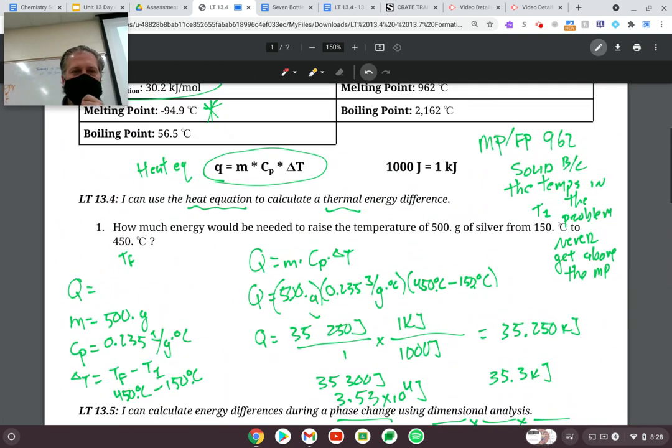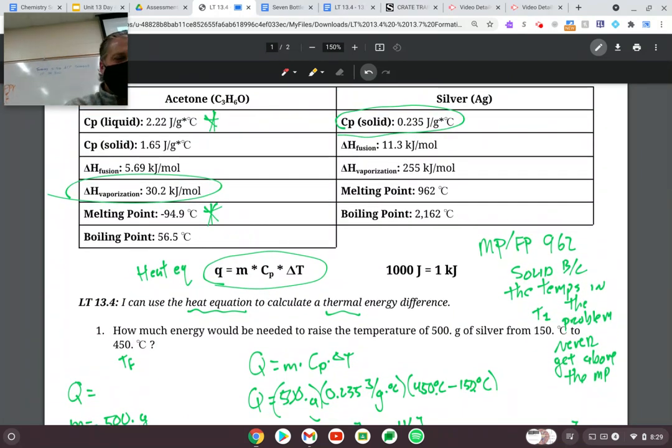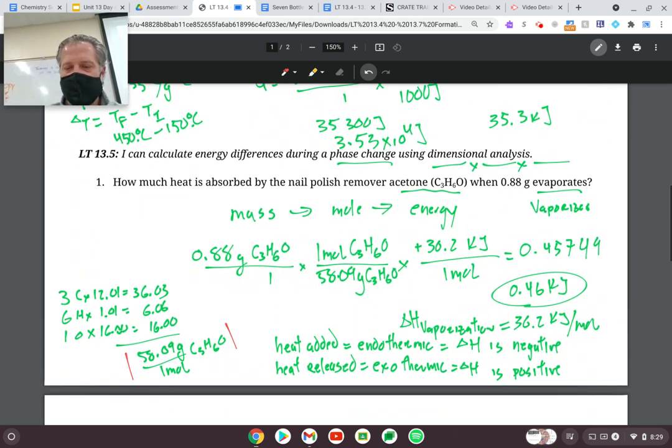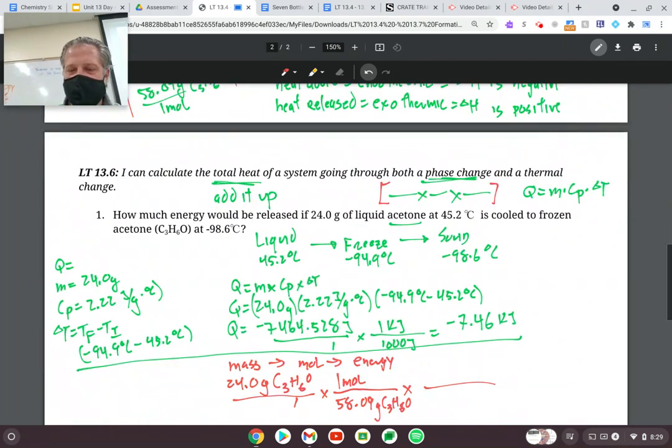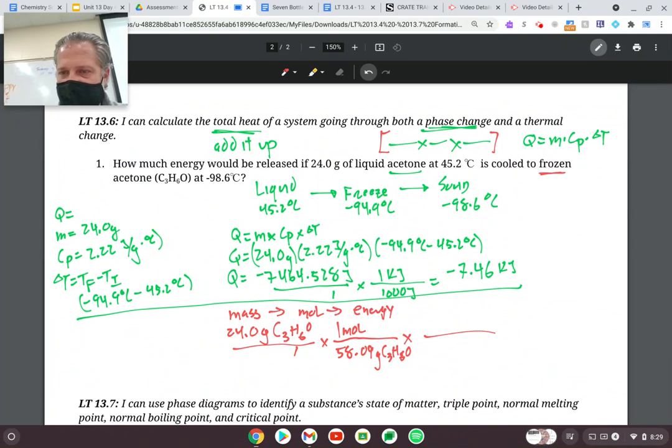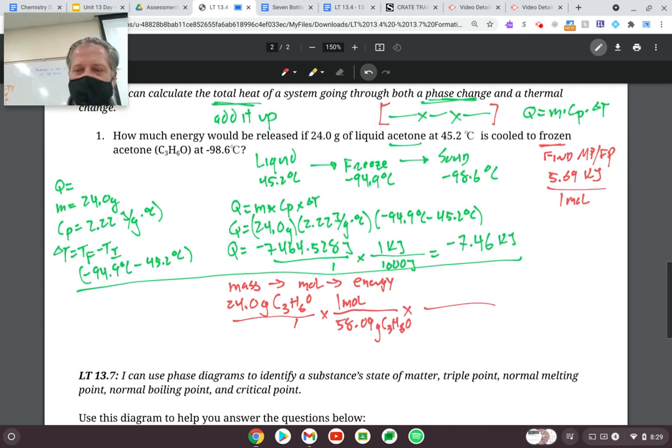Now, if we're going from liquid to freezing, that tells me that I need to use a delta H value, and I'm going to use the delta H of fusion because the delta H of fusion is when we freeze or melt something, and that's 5.69. So I'm going to write that down. So we're freezing. So we need to find the melting point, freezing point, which in this case is the 5.69 kilojoules in 1 mole. So I'm going to put the 5.69 kilojoules here and 1 mole on the bottom.